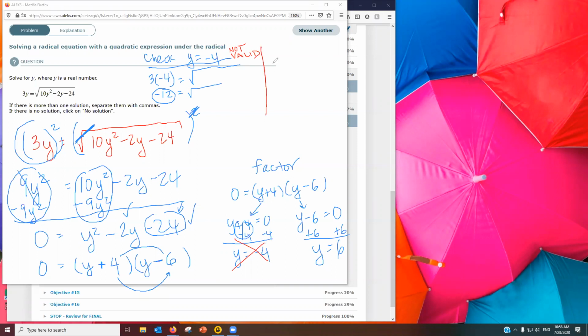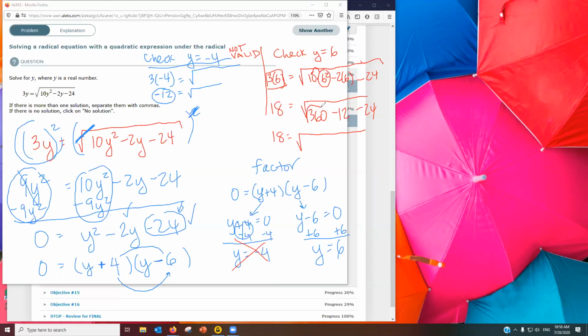All right, let's check the other solution, y equals 6. So this is going to be 3 times 6 equals the square root of 10 times 6 squared minus 2 times 6 minus 24. Well, on the left side, 3 times 6 is 18. On the right side, 6 squared is 36. 36 times 10 is 360. Minus 12 minus 24. All right, let me keep going.